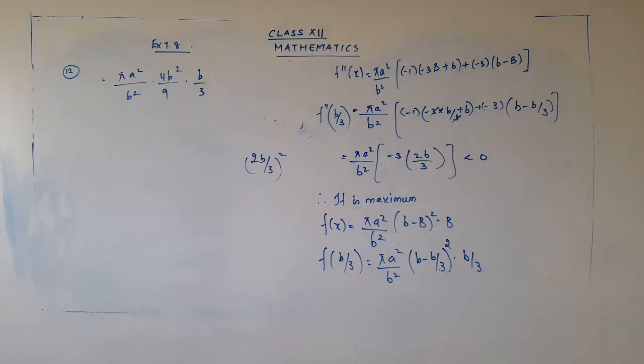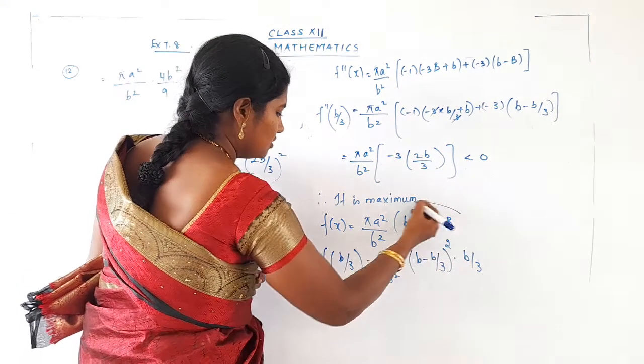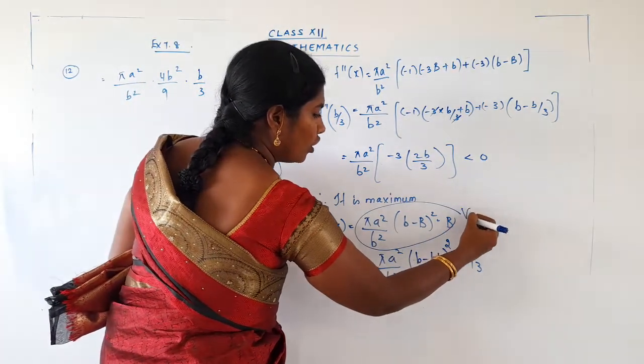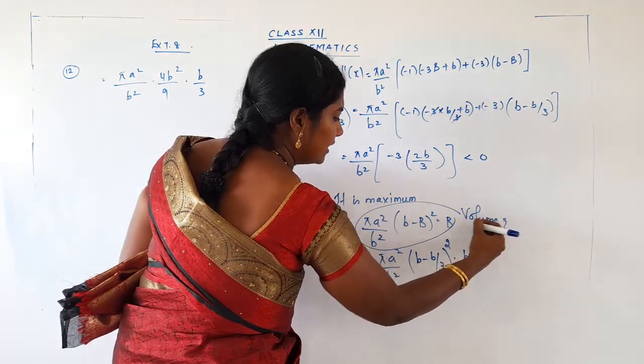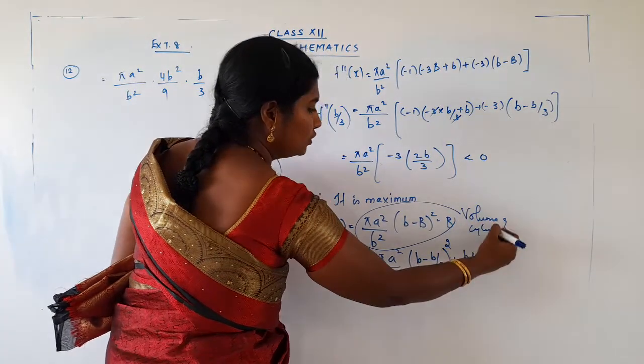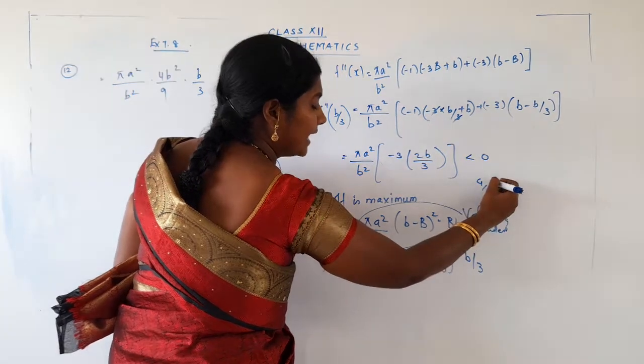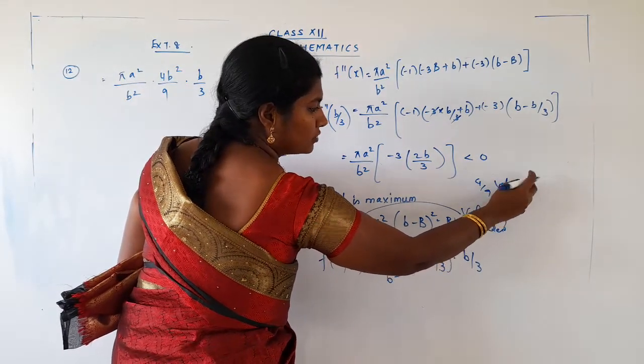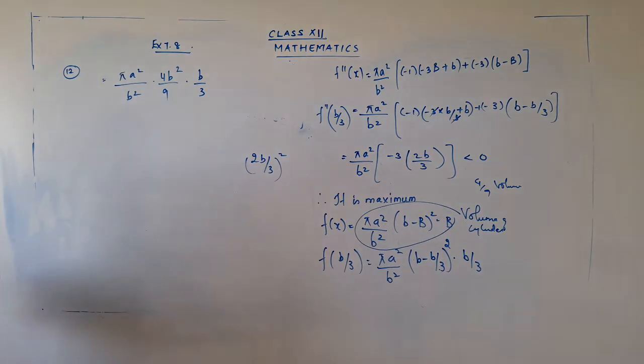Let's see. So actually what is this? We started with the volume of the cylinder, and you have to show this is equal to 4 upon 9 times volume of a cone. Okay. So this is what you have to show. So let's see how to show further. So we'll just arrange it properly.